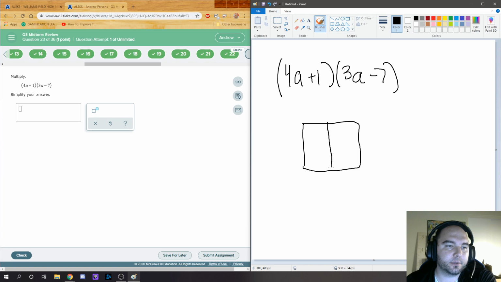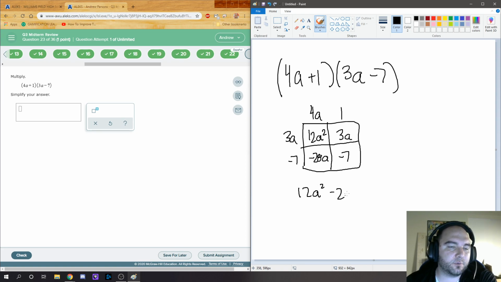You get bigger numbers. So again, if you're using the box, write them on the outside: 4a and 1, 3a and negative 7. Keeping the signs is very important. You get 12a squared. Don't forget that a times a makes a squared. 3a times 1 makes 3a. Negative 28a is what you get here, and negative 7. So your final result will be 12a squared, negative 25a, minus 7. The negative 25 is coming from me adding these two together because they're like terms.